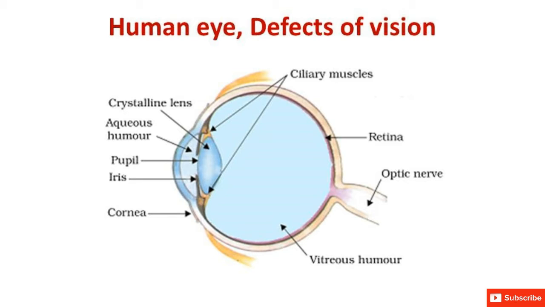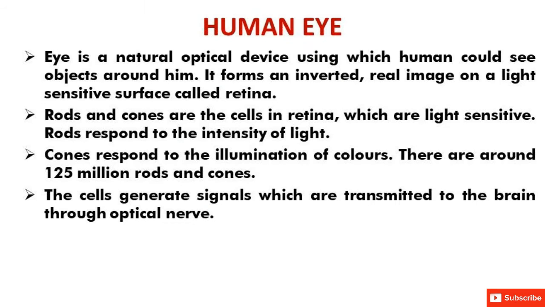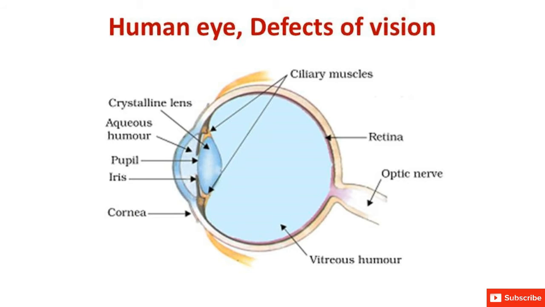Rods and cones are the cells in retina. Retina के अंदर cells होते हैं जिसे rods और cones बोलते हैं. They are light sensitive. Rods respond to the intensity of light. Cones are sensitive to bright light. They respond to color. There are around 125 million rods and cones. The cells generate signals which are transmitted to the brain through the optical nerve. ये सिग्नल जनरेट करते हैं जो कि हमारे ब्रेन की तरफ जाते हैं थ्रू ऑप्टिकल नर्व. ऑप्टिकल नर्व की मदद से. You can see the figure of human eye.